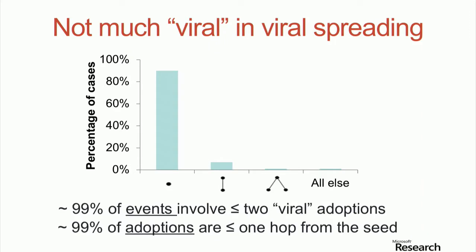And so we can actually make a stronger statement with respect to these data, which is that there is nothing like the Spanish flu in any of the data. Rather than counting events, we can now count adoptions, and we can conclude that 99% of all the adoptions are within one hop of the seed node. So if your model of viral is something that is multi-step, then 99% of everything that we observe would not qualify as viral. So this is able to put a very, very low lid on the amount of viral stuff that's happening. That was the first big surprising result.